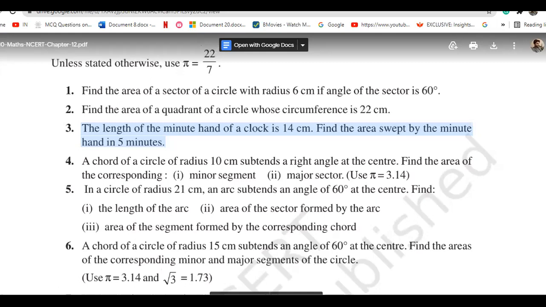Done, beta. Will you be able to calculate how many degrees in 5 minutes? Correct. Yes, tell me. In 5 minutes, 30. Yes, because in 1 minute it's 6 degrees.